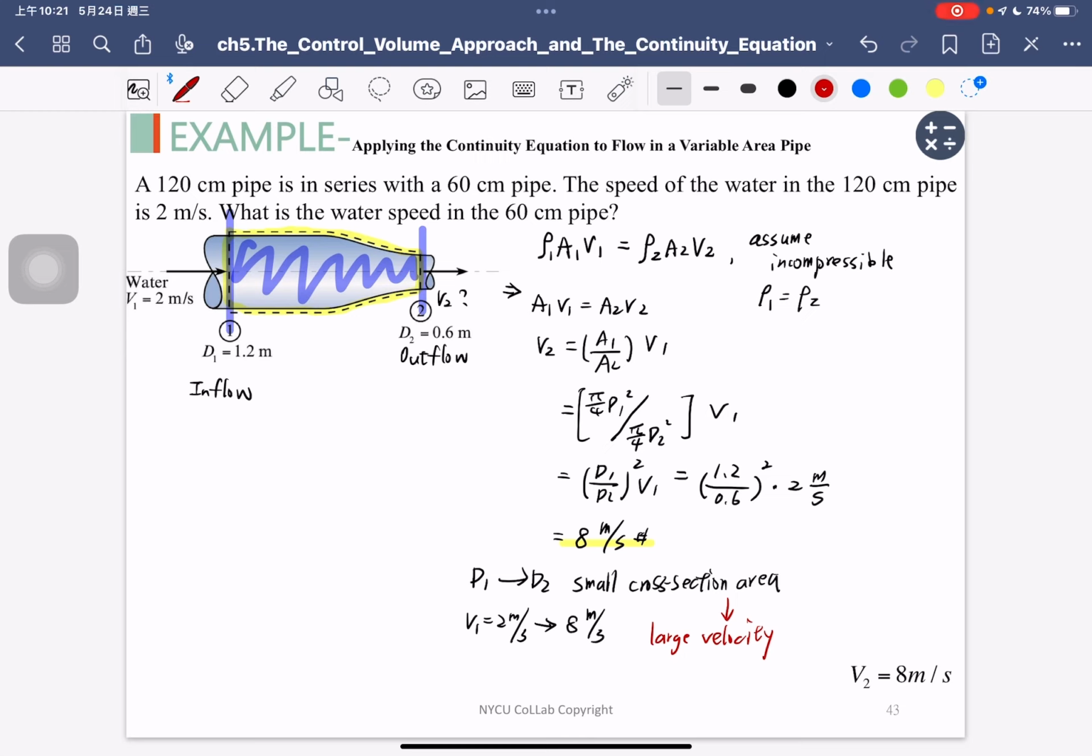So let's keep the idea in mind: with a small cross-section area, the velocity will increase. That means with a large cross-section area, the velocity will decrease. It's very common sense, and very easy to identify and remember.